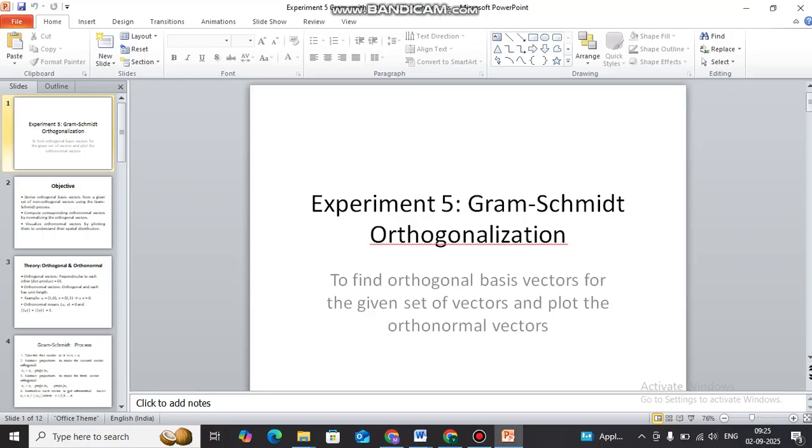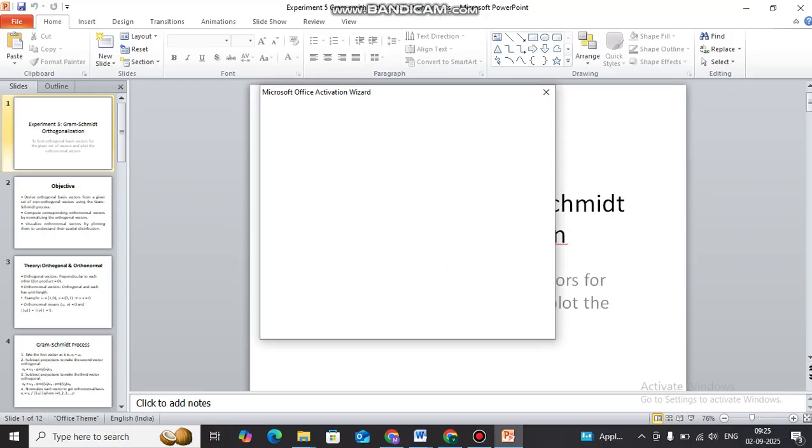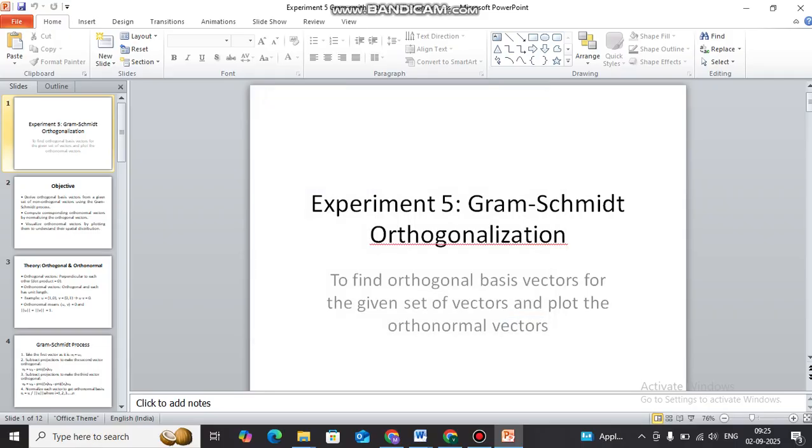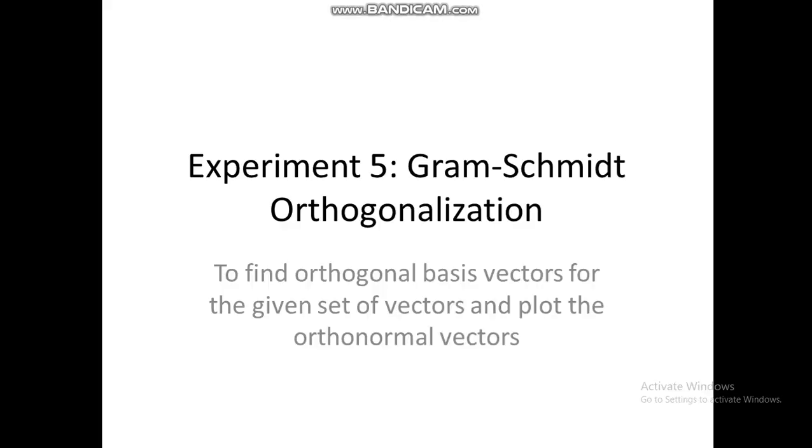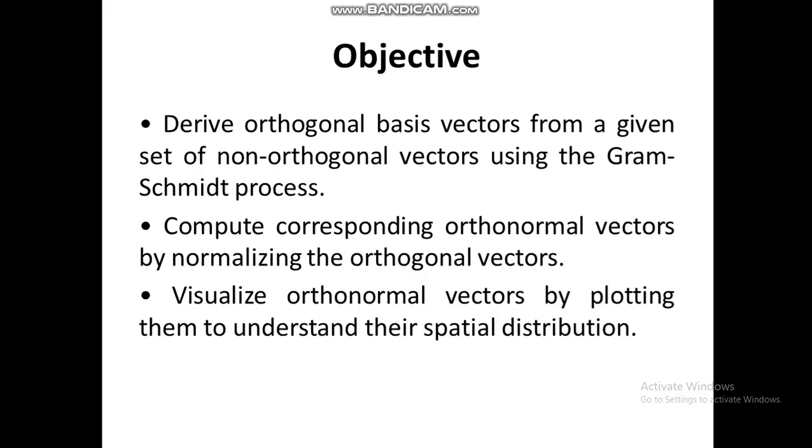So today I am going to explain a MATLAB program which is Gram-Schmidt Orthogonalization. The aim of the experiment is to find the orthogonal basis vectors for the given set of vectors and plot orthonormal vectors. Okay, this is the aim of the experiment.